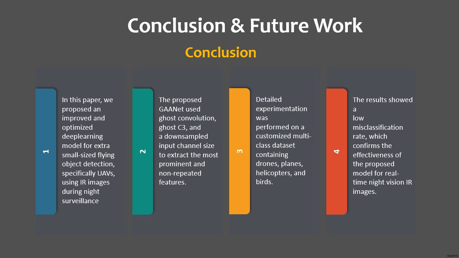The proposed GhostNet used ghost convolution, ghost C3, and a downsampled input channel size to extract the most prominent and non-repeated features. Detailed experimentation was performed on a customized multi-class dataset containing drones, planes, helicopters, and birds. The results showed a low misclassification rate, which confirms the effectiveness of the proposed model for real-time night vision IR images. The proposed object detection approach outperformed the other current state-of-the-art technologies by a significant margin.